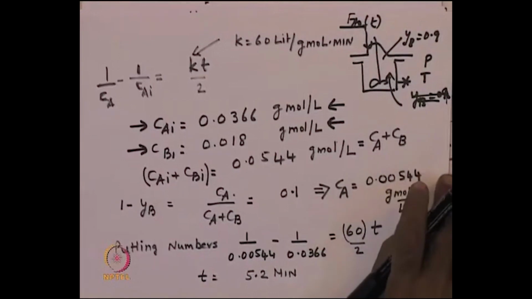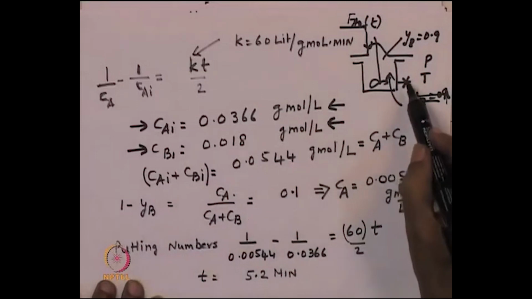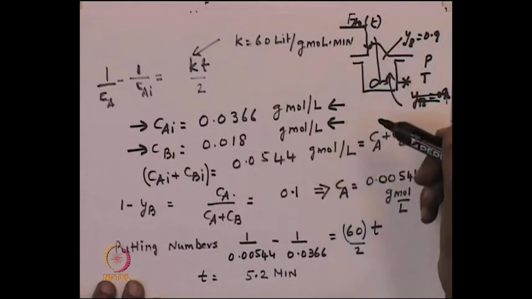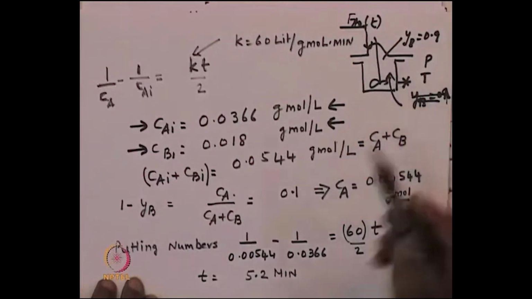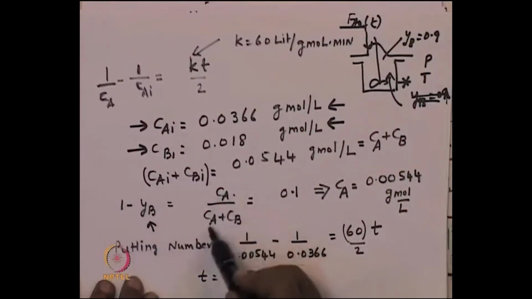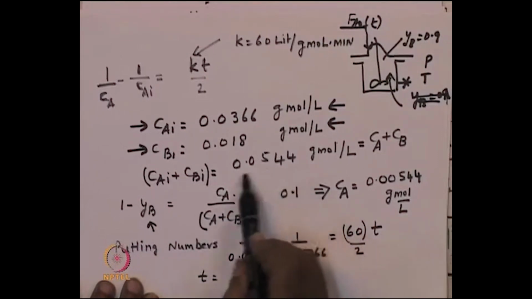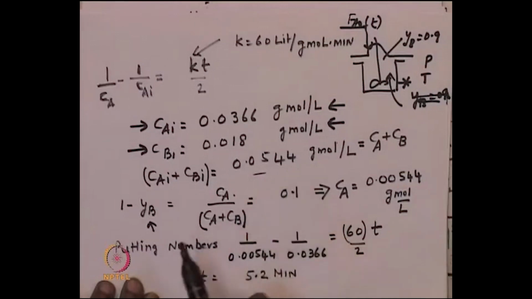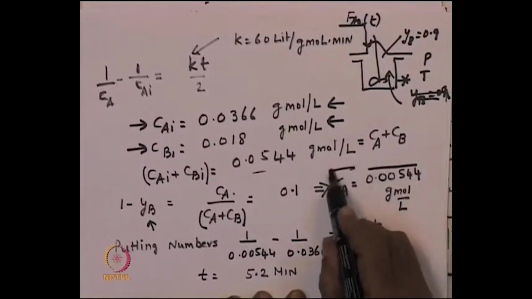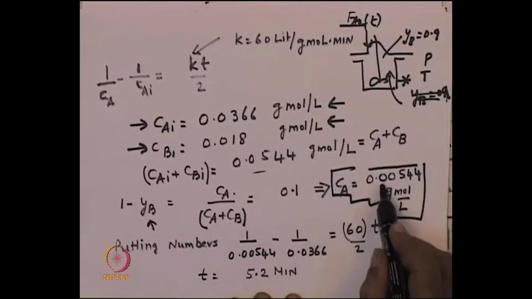In other words, what we are saying is that Cai plus Cbi, which is 0.0544 when we close this valve, cannot change as this reaction proceeds, because that is the problem statement. So, if you want Yb equal to 0.9 or Ya equal to 0.1, Ca by Ca plus Cb is 0.1, where Ca plus Cb is specified as 0.0544. In other words, the value of Ca at which we want to stop the process is given by this number. Ca must stop at 0.00544.